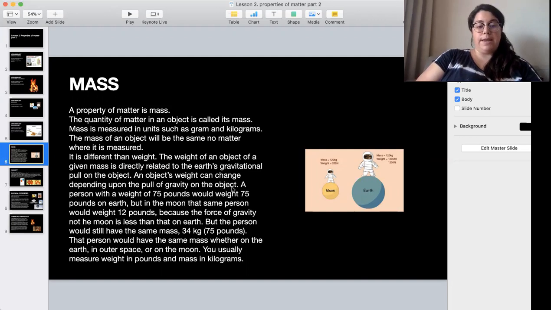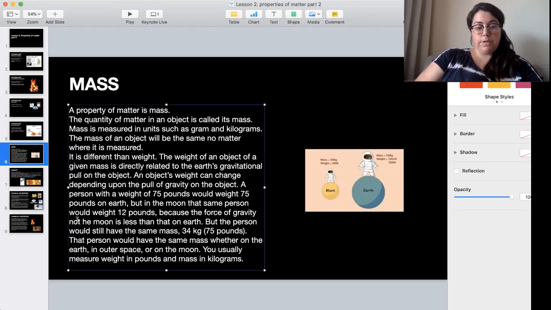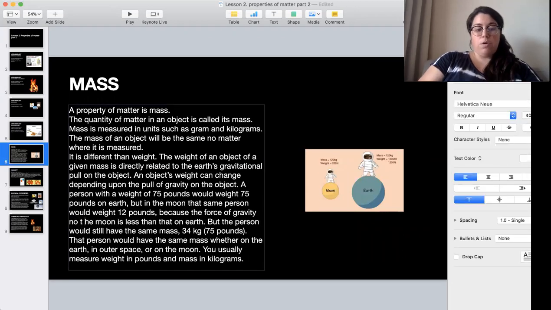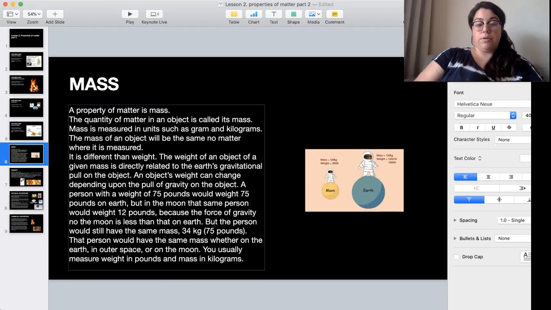You would be really light because the force of gravity on the moon is less than that on Earth. So since we have more gravity on Earth, you weigh more on Earth. Since we have less gravity on the moon, you weigh less on the moon, but your mass stays the same, which is the amount of matter. And you measure it also in kilograms.